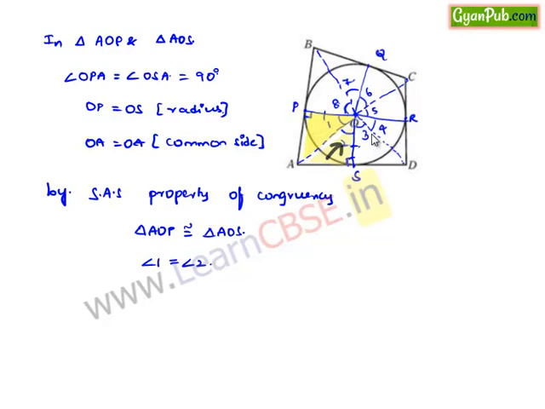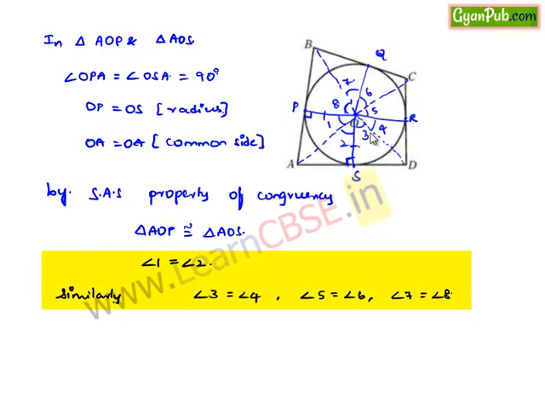Now, similarly, if we consider the other triangles, that is triangle OSD and triangle ODR, we get angle 3 is equal to angle 4. And in case of triangles COQ and COR, we get angle 5 is equal to angle 6. And in case of triangle QOB and triangle BOP, we get angle 7 is equal to angle 8. Therefore, we can write angle 3 is equal to angle 4, angle 5 is equal to angle 6, and also angle 7 is equal to angle 8.